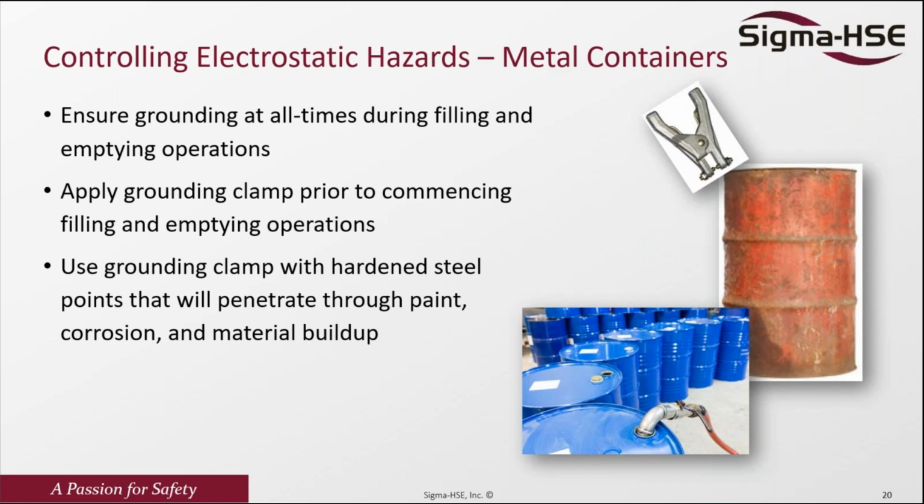And apply the ground clamp before commencement of filling. So this is the grounding clamp, and the grounding clamp actually uses a hardened steel point, as you can see in the middle, the top one, the hardened steel point, which will actually penetrate through maybe the corrosion, through the paint, to ensure it actually touches the metal. So that is something that needs to be addressed.